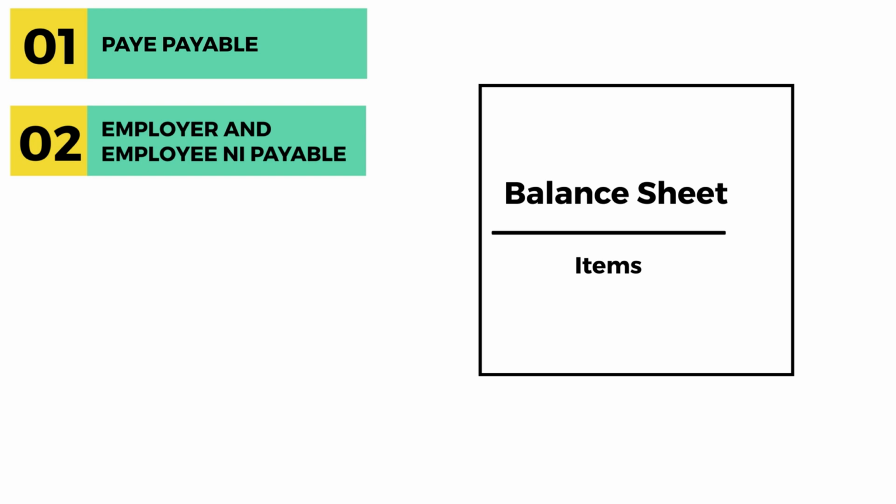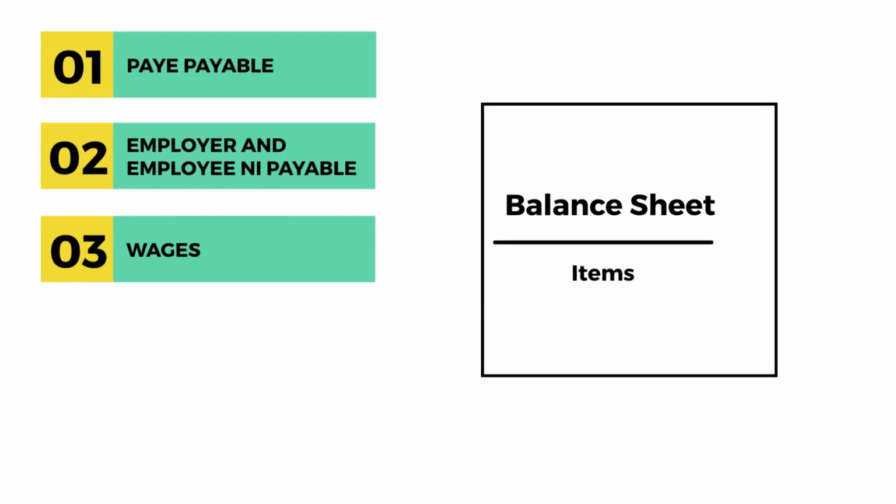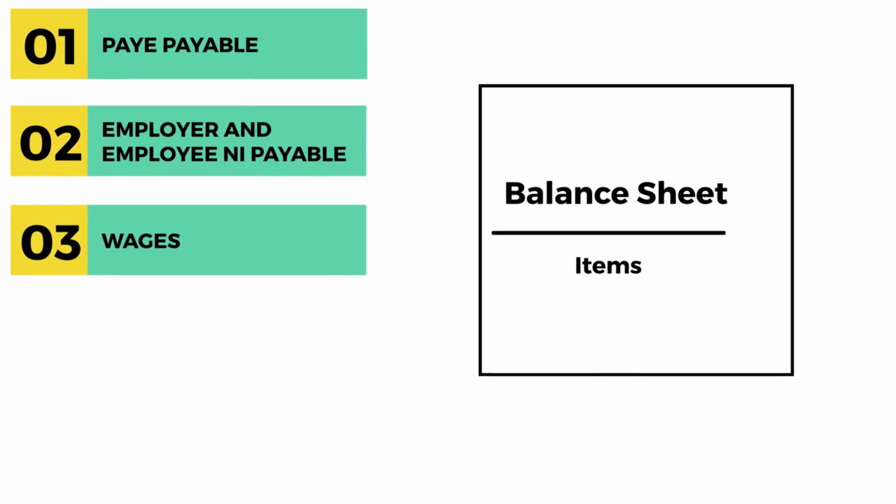The final bit is obviously I've got to pay over my net wages to the employee. These net wages need to be recorded as a liability, and as the payments go out of the bank account to the employee, all those payments, we'll show you later, get reconciled.